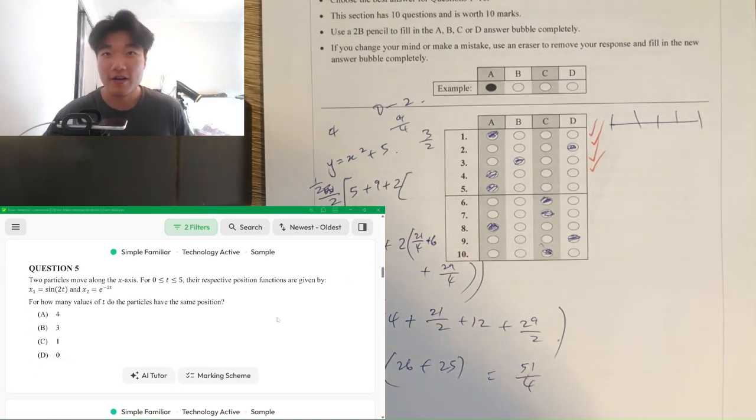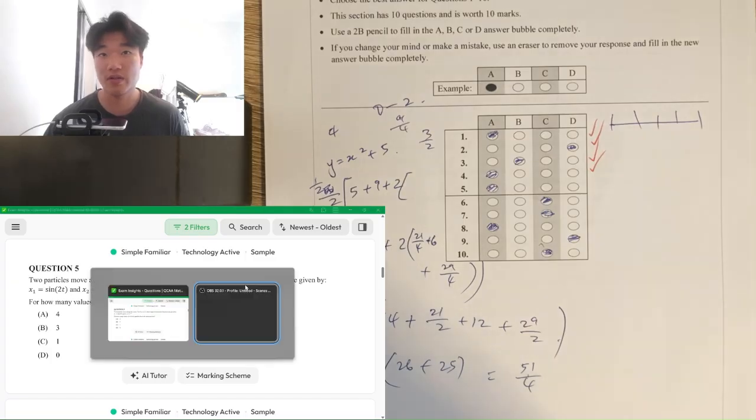Okay, question 5. Two particles move along the x-axis for t between 0 and 5. Their respective position functions are given by x1 equals sine of 2t, and x2 equals e to the negative 2t. For how many values of t do the particles have the same position?